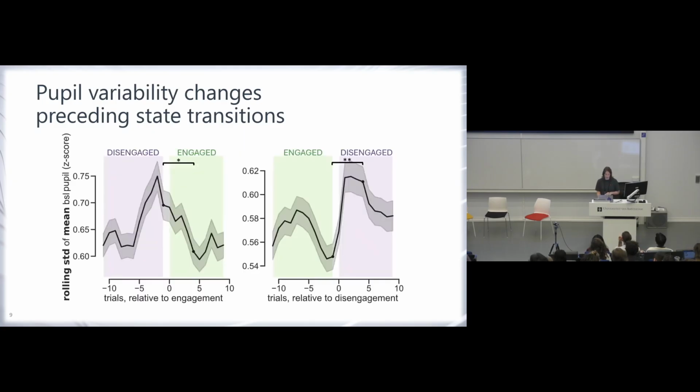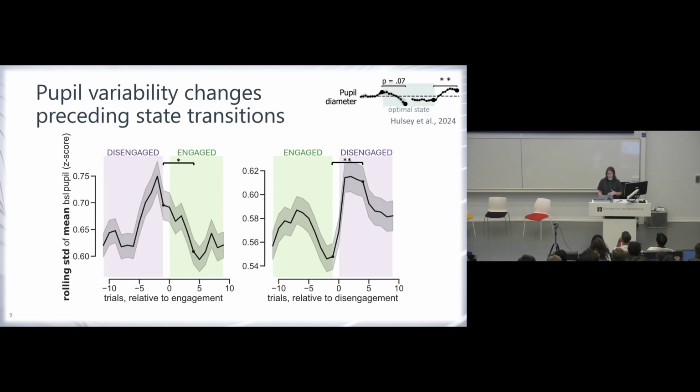But if we want to test our hypothesis that arousal causes state transitions, we need to look in a bit more detail at what's happening around these transition points where an animal switches from one state to another. So now on the x-axis, I'm showing you trials relative to a switch to engagement on the left and disengagement on the right. And on the y-axis is a measure of variability of baseline pupil size. What we see is that when the animal transitions into an engaged state, there's a decrease in the variability of pupil size, and as they transition into the disengaged state, there's an increase in variability of pupil size.